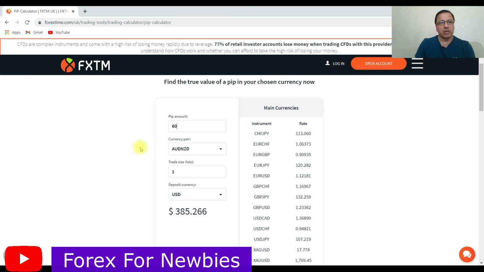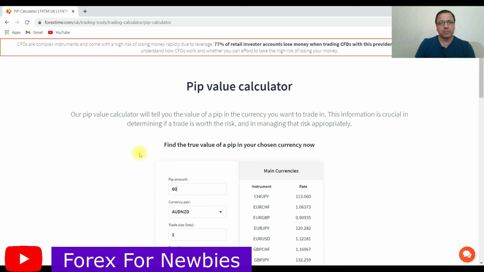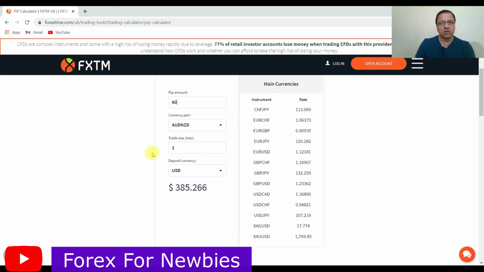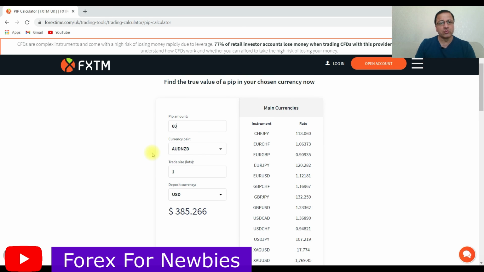So I hope that this video and this tool is going to help you a lot in your trading, and you can use this tool to simplify your trades, to exactly know how much money you will make or lose on any trade. And it will give you peace of mind, and you can take your trading to the next level with the help of this tool.